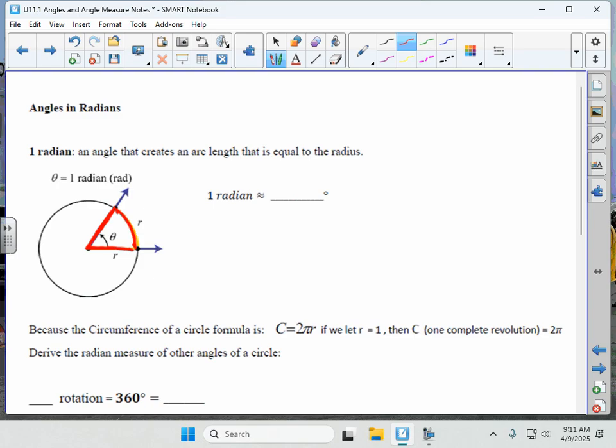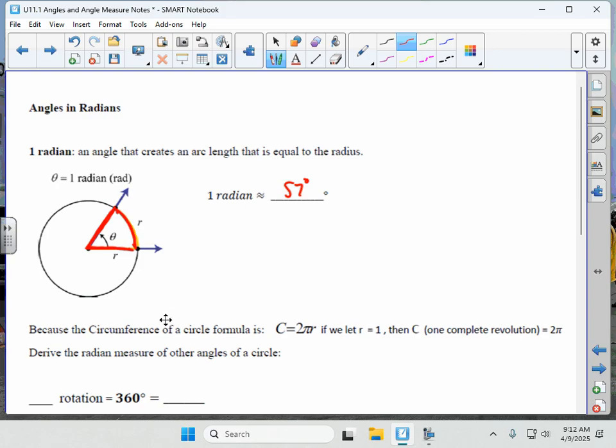If you were to guesstimate what that measure is in degrees, it looks similar to about 60 degrees, right? It's about 57.3, so it's about 57 degrees actually. So 1 radian has a measure of about 57 degrees.